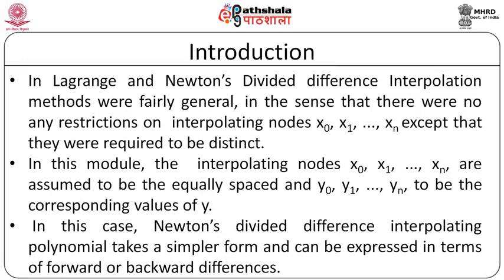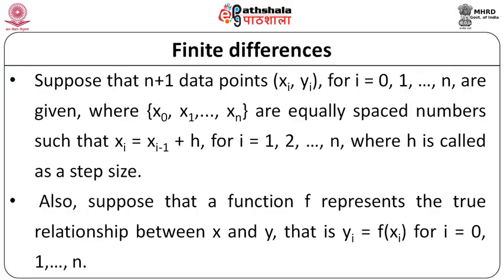In this case the Newton's divided difference interpolating polynomial takes a simple form and can be expressed in terms of forward and backward differences. So, when the nodes are equally spaced, the Newton's divided difference interpolating polynomial takes a simpler form and can be expressed in terms of forward and or backward differences. So, first we will talk about finite differences. We will be talking about forward as well as backward differences.